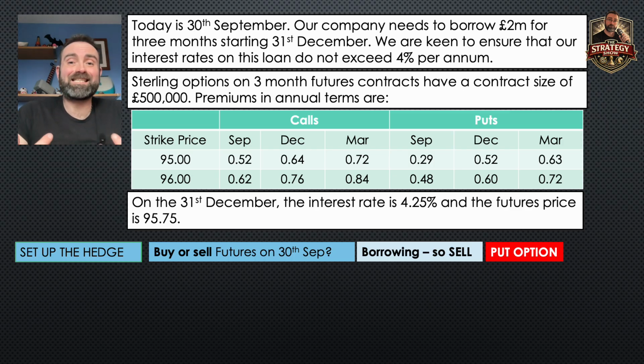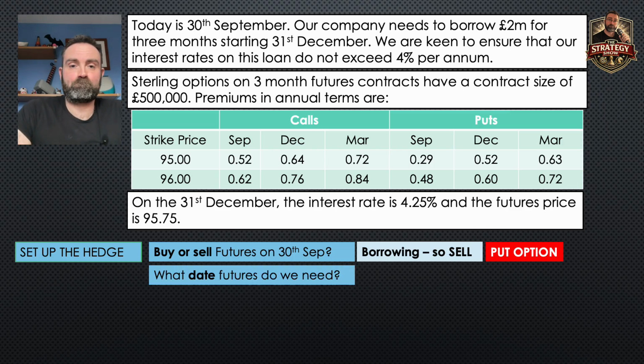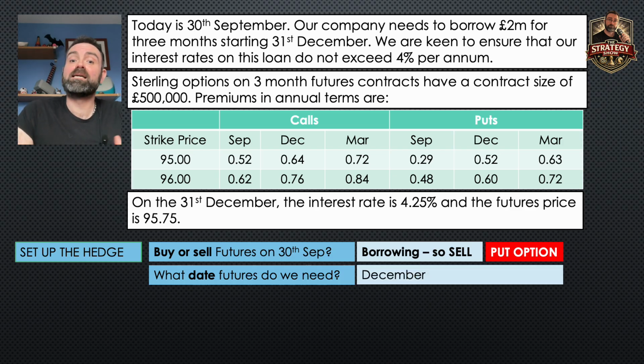Next up, what date futures do we need? Futures are for standardized amounts and standardized dates, so you may be given several possible dated futures to pick from. The rule is that it's always the futures that are the closest after the date of the transaction that we're trying to hedge. In this case, our loan that we're trying to hedge is going to be taken out in December. So we need December interest rate futures.